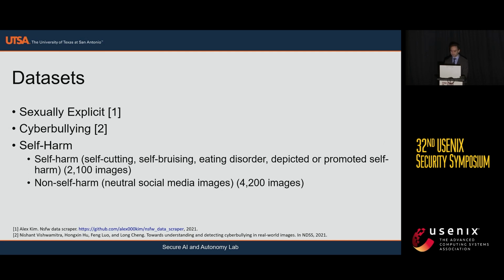The second dataset that we use is a cyberbullying image dataset that contains content such as rude hand gestures, threatening objects or weapons, or racist or hateful symbols. The final dataset that we use is a dataset that we collected by scraping images associated with specific self-harm related tags on Tumblr. After annotation, we were left with a dataset of 2,100 self-harm images.